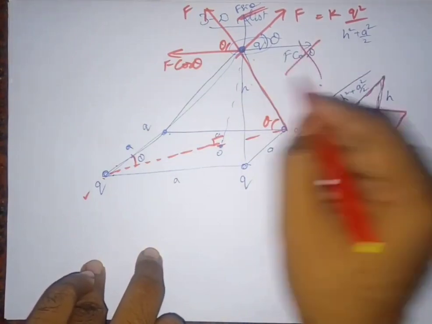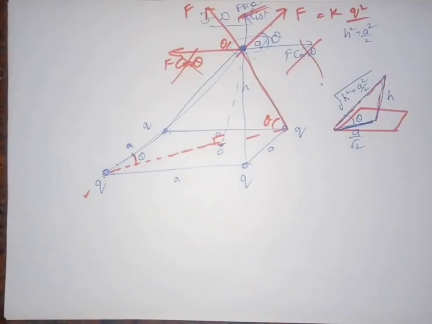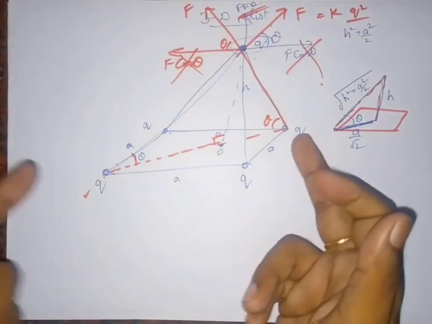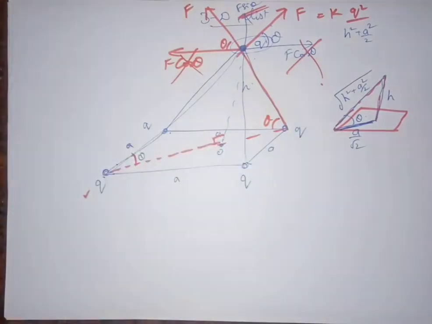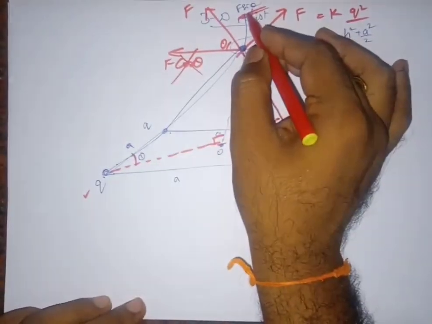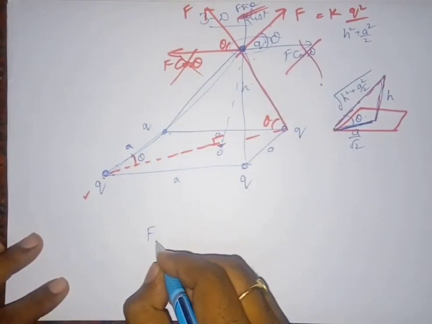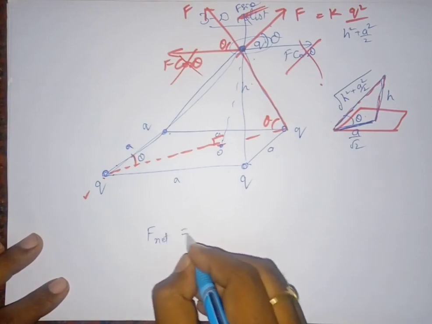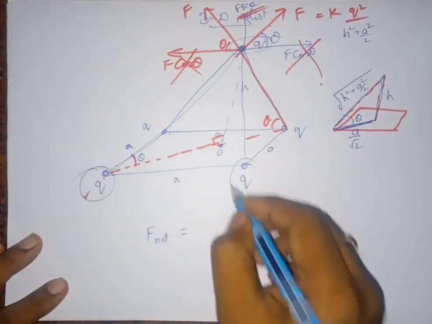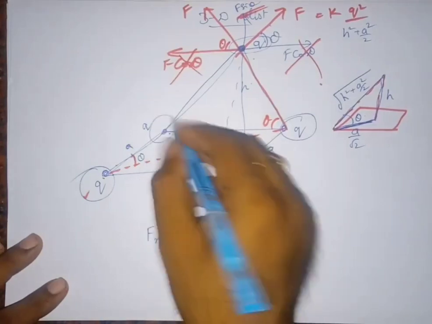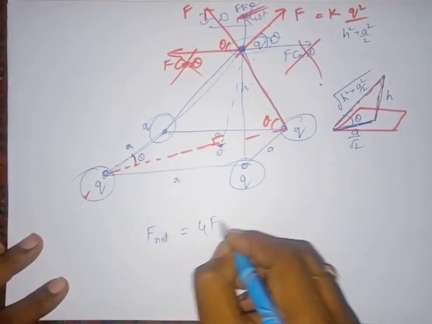So this f cos theta and this f cos theta will cancel out each other, which are for the diagonally opposite charges. Similarly for these two. And hence only f sin theta keeps adding in the same direction. And hence what is the net force at that particular point? The net force is equal to, this will have 1 f sin theta, this will have 1 f sin theta, f sin theta, f sin theta. So 4f sin theta.